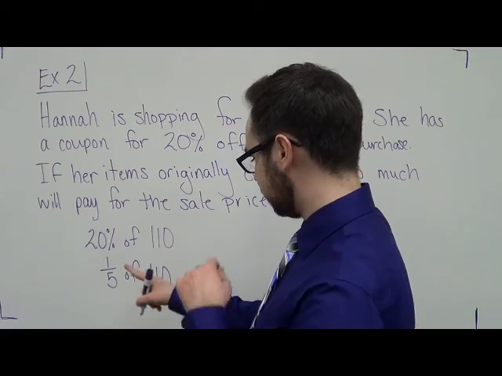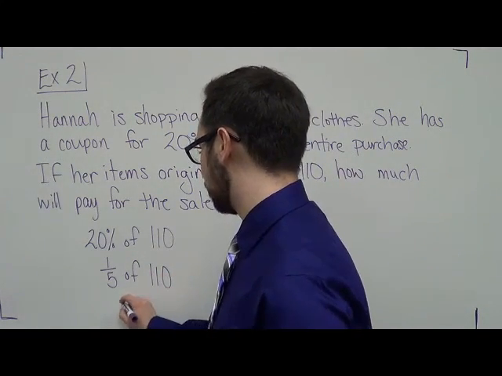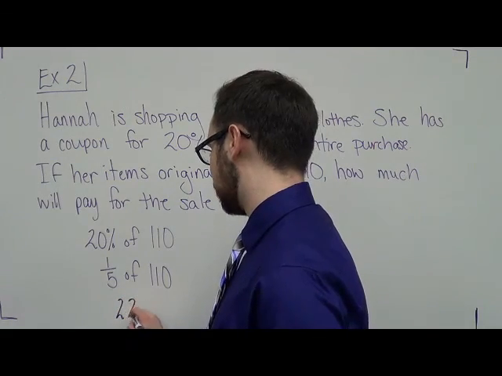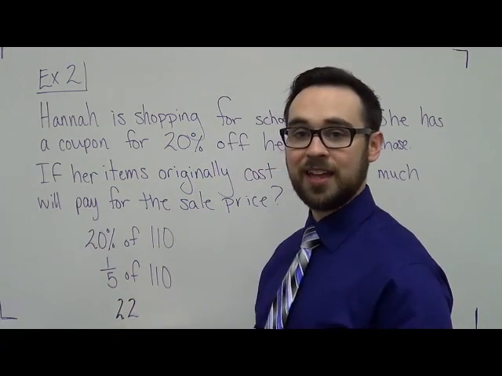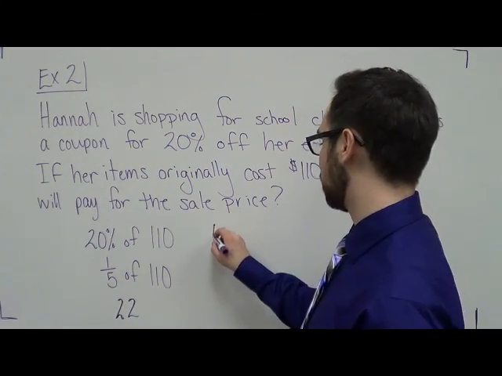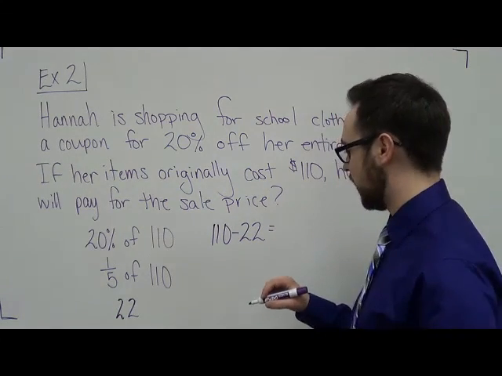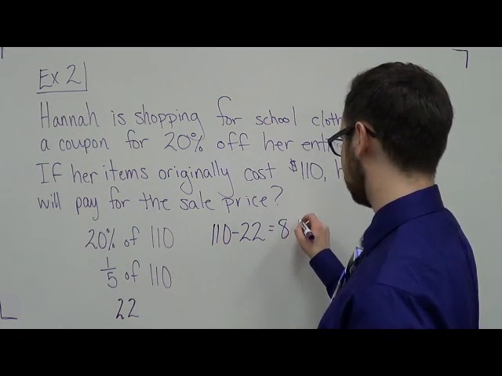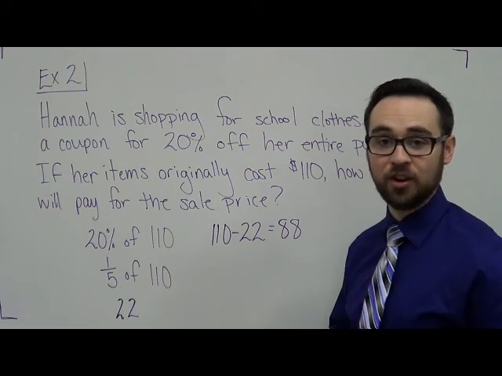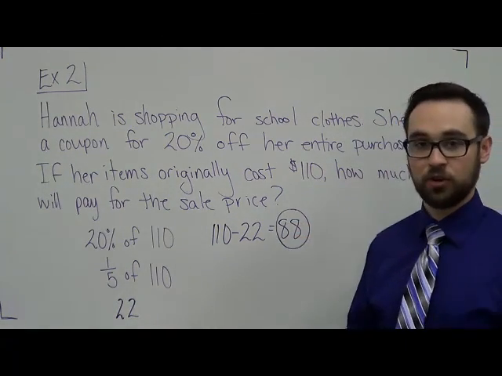We end up getting 22. So in 1/5 of that, we just want one of those. So that's 22. So she's going to save $22, which means how much does she pay? Well, she's going to pay 110 minus 22, which will end up giving her $88. So she's going to pay $88 for her clothes.